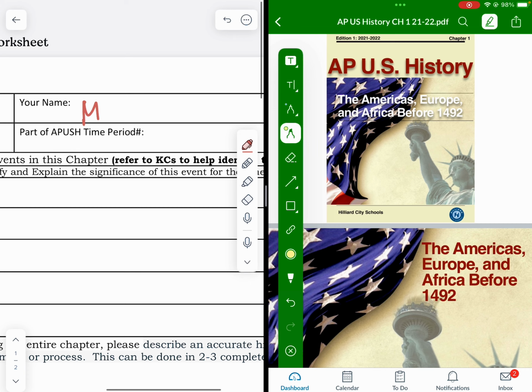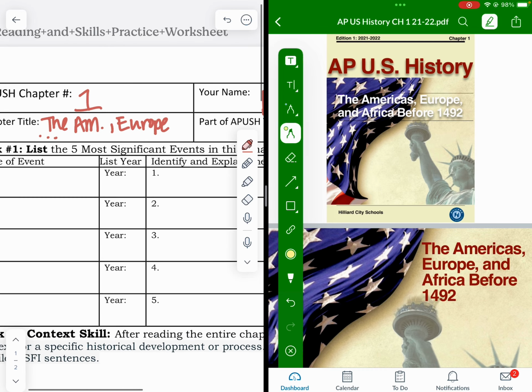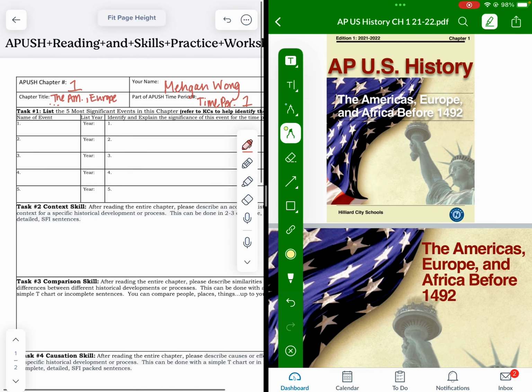And again, I'm doing this on Notability for the sake of the video. And this is time period 1. Chapter 1, time period 1. Okay. So that's the easiest part.